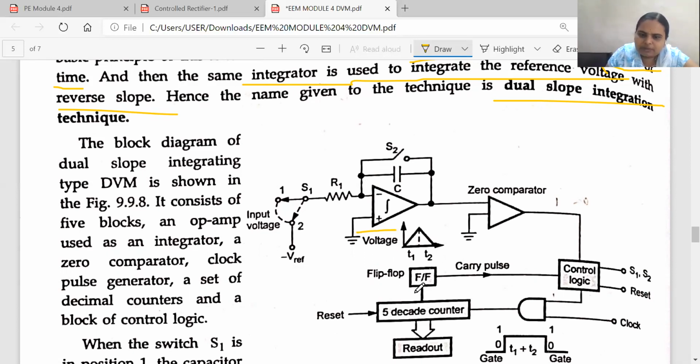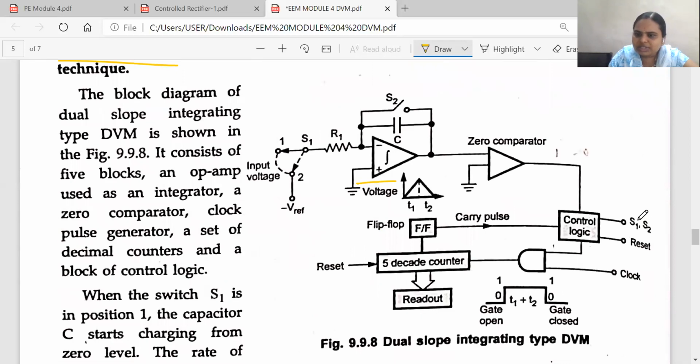A flip-flop is connected, and for the flip-flop, a 5-decade counter is connected. Then a readout circuit, then a control logic connected with the switches S1 and S2. A reset and a clock are connected, and an AND gate is used. So it consists of an op-amp used as an integrator, a zero comparator, a clock pulse generator, a set of decimal counters and a block of control logic.